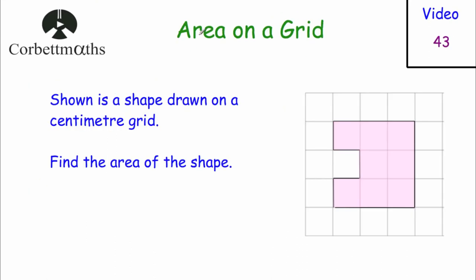Okay, so our next topic is area on a grid. So we've looked at perimeter of a shape on a grid, now we're going to look at the area of a shape on a grid. So here we've got a shape drawn on a centimeter grid. That means each of these squares has got an area of 1 centimeter squared. So all we need to do to find the area of the shape is count the number of squares.